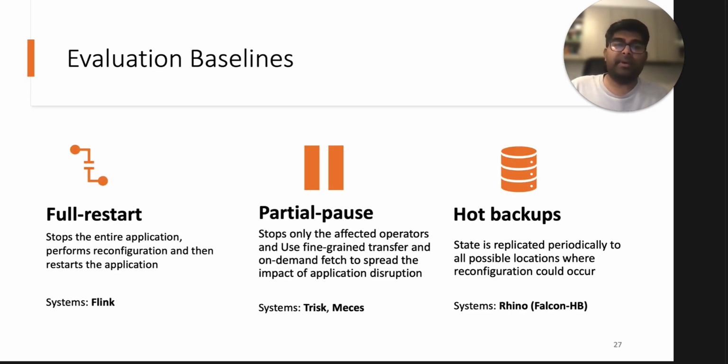We will now compare Falcon's reconfiguration performance with existing systems. Recall that there are three varieties that we had discussed earlier. We chose the state-of-the-art system in each category: Flink for full restart, Mises for partial pause, and Rhino for hot backup. Since Rhino source code is not available, we implemented this system on top of Falcon and called it Falcon HB, where HB stands for hot backup.